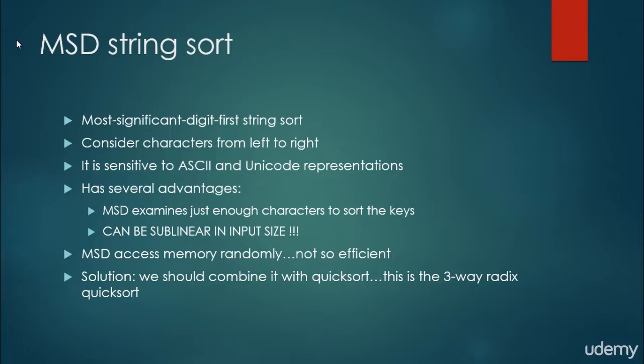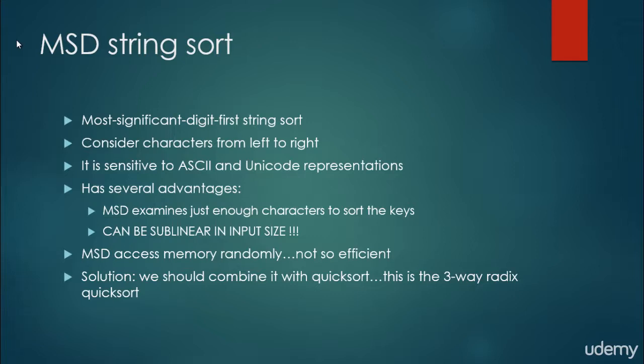MSD examines just enough characters to sort the keys, and as we have seen with ternary search trees, it is a very good optimization. That's why ternary search tree performs better than hash table, and that's why MSD performs better than LSD, because it examines just enough characters. So it can be sublinear in input size. It's very important. MSD accesses memory randomly, which is not so efficient.